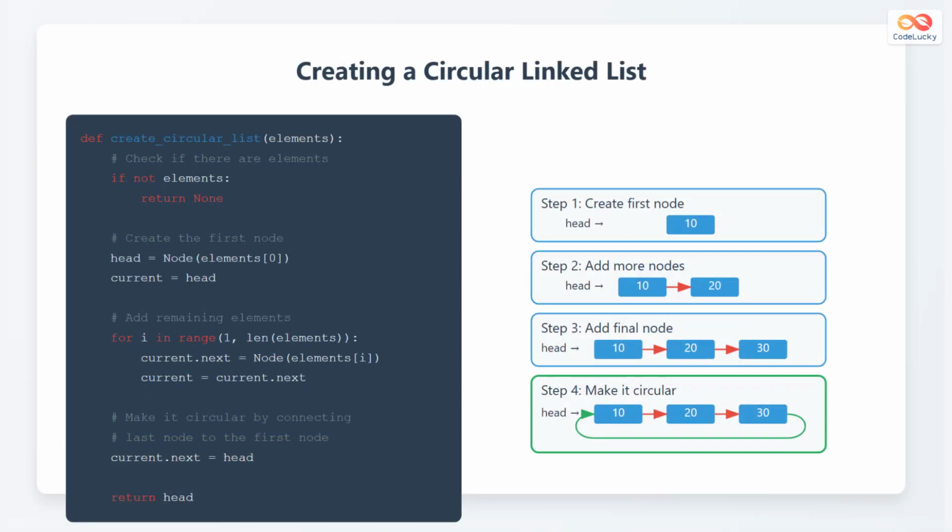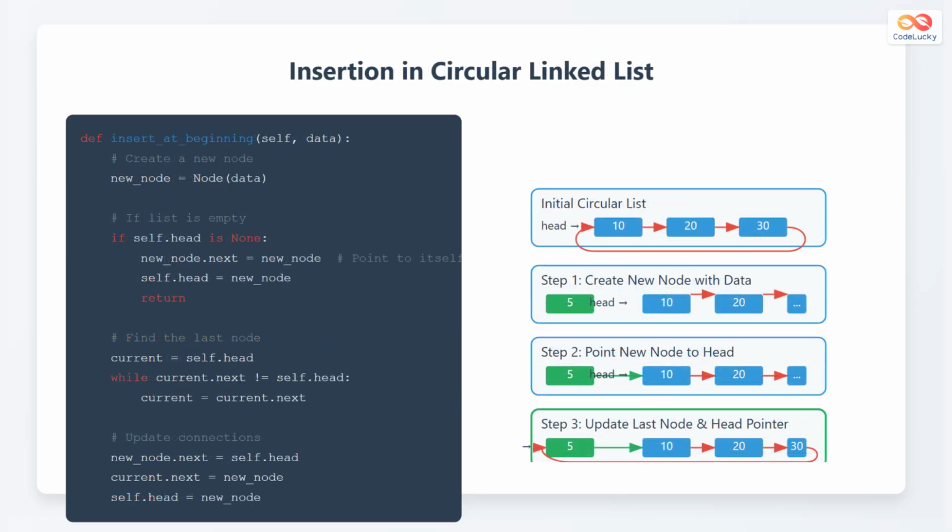Let's look at the code to create a circular linked list. First, check if there are any elements to create. If the list is empty, then simply return none. The first node is created. The remaining elements are added to the circular linked list. The new node is linked to the current node. The current node is updated. Now it has to be made circular by connecting the last node to the head node. Finally, the head node is returned. As an example, the process of creating a circular linked list with elements 10, 20, and 30 is demonstrated step by step.